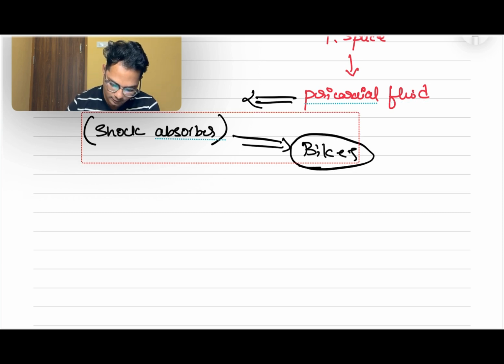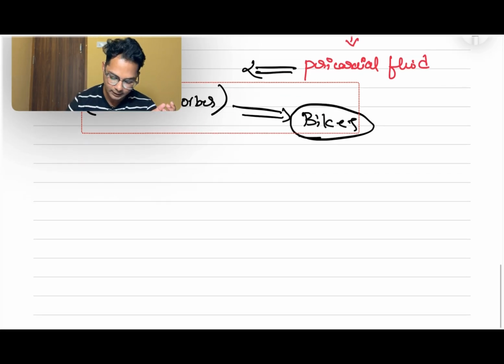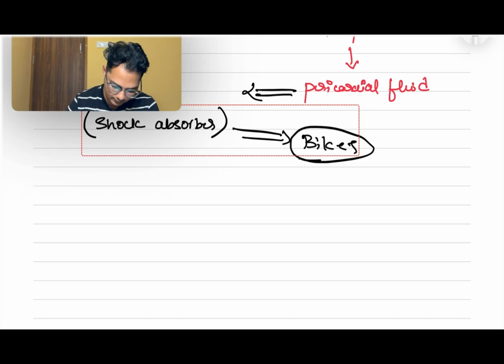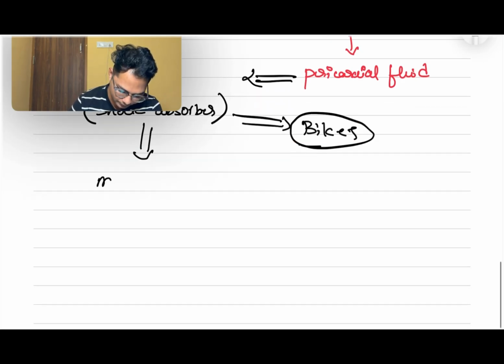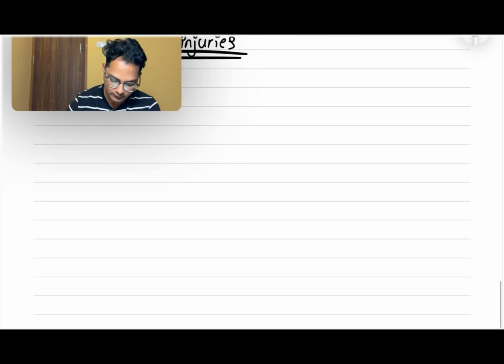You'll be having shock absorbers in a bike. So what is the use of a shock absorber? Because it protects you and also the bike. Just understand the logic, okay? Bikes will be having shock absorbers because they protect the bike and your body from mechanical injuries. Right? The same way, the pericardial fluid will protect you from mechanical injuries.